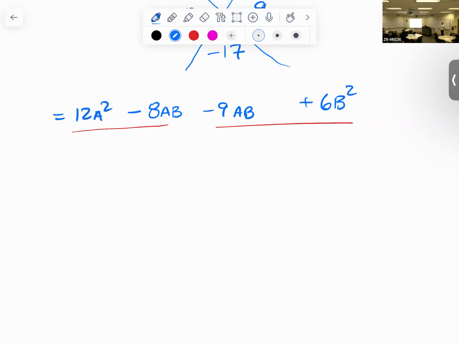What is the greatest common factor of the first 2 terms? 4A. What is then left inside? It'd be 3A minus 2B. That is correct. So you can pull out the A from the AB, because now we're back to multiplying. This is what Kaylin was saying, right? She was asking about summing versus multiplying.